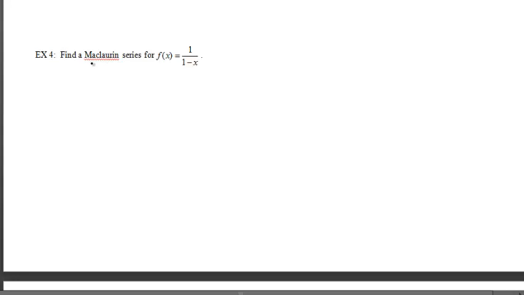So find a Maclaurin series. The center is 0. So we're going to evaluate the function and all its derivatives at 0 and go from there to create the series that we already know it should be. I'm going to pull up the denominator.